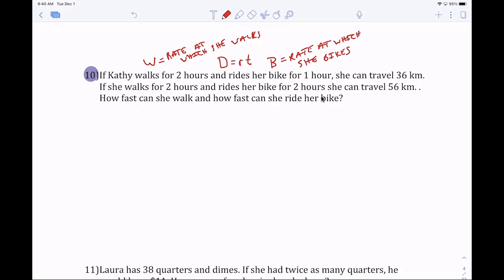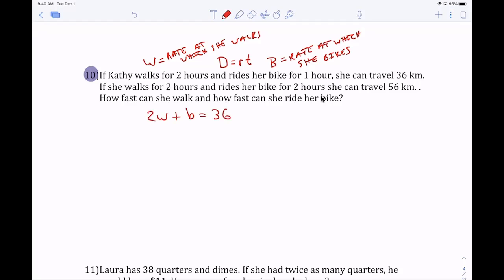Now, can someone tell me how to write the first equation now that I did that explanation? William, go. 36 equals 2W plus B. You are awesome, buddy. Thank you very much. That is absolutely correct. Of course, I just write the 36 second. It doesn't matter if we write 36 equals the other one.